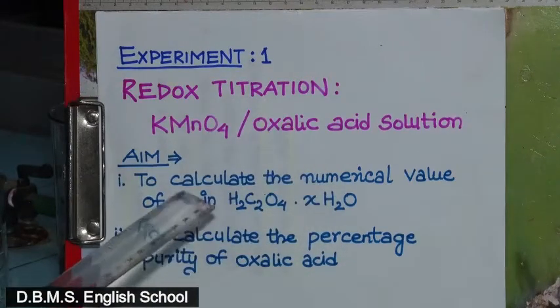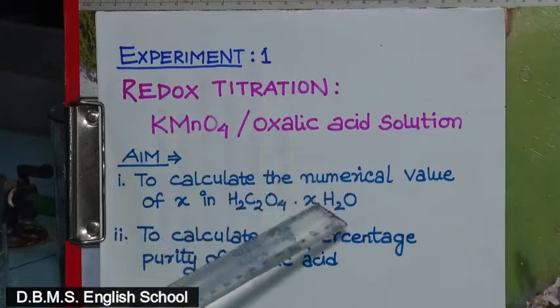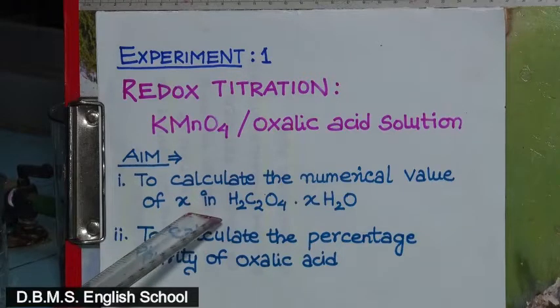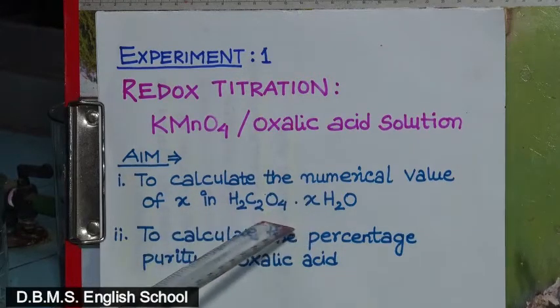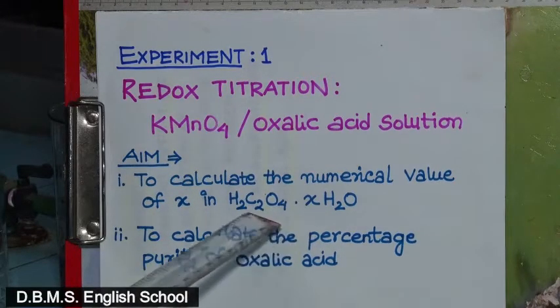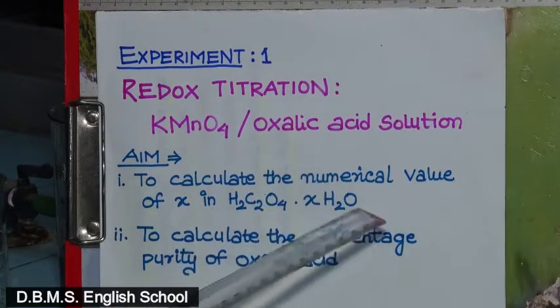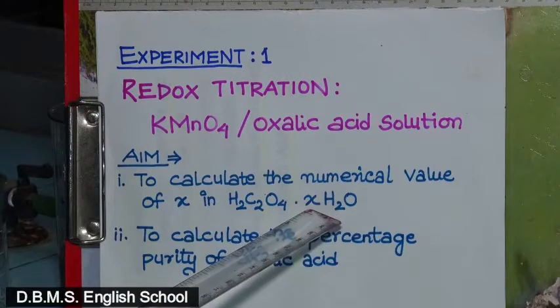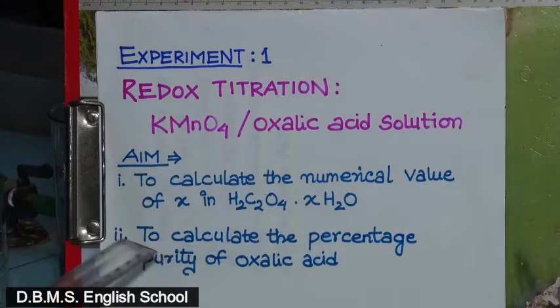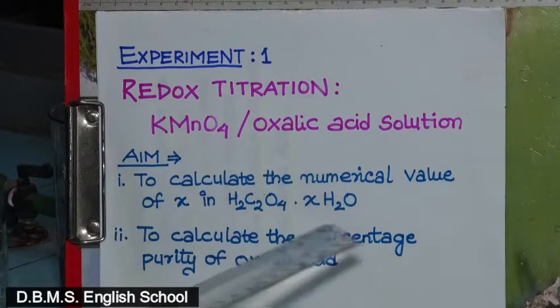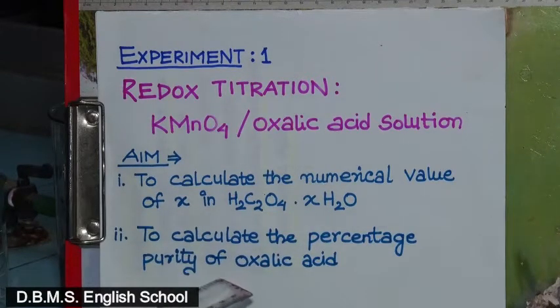The first is we would be calculating the numerical value of X. You know, X is the number of molecules of water of crystallization in oxalic acid. The formula is before you, H2C2O4·XH2O. We will be calculating the value of X, and in the second, with the same set of readings, we will be calculating the percentage purity of oxalic acid.